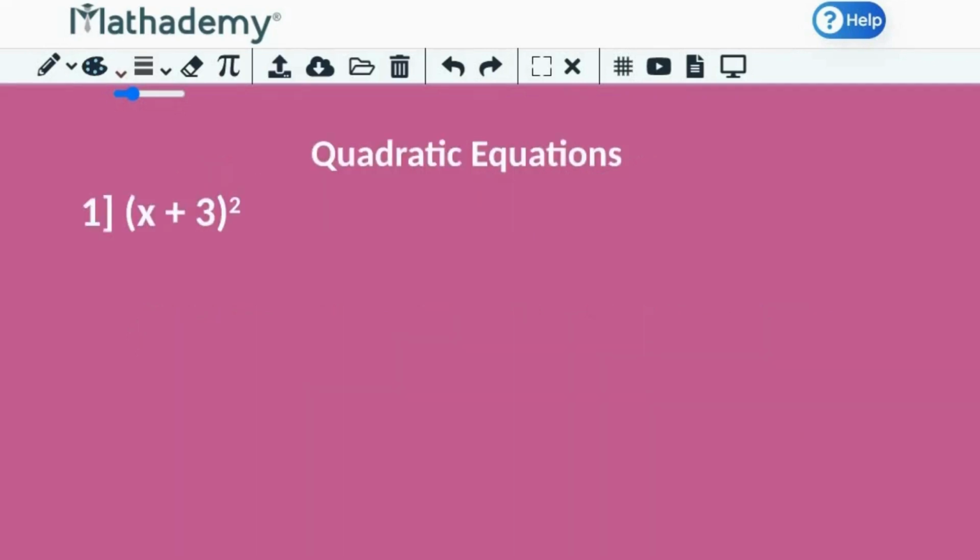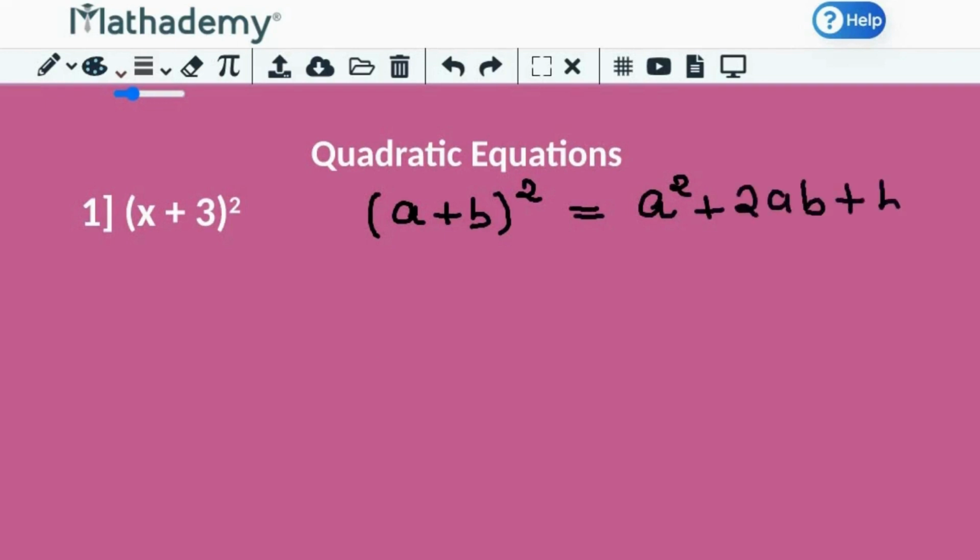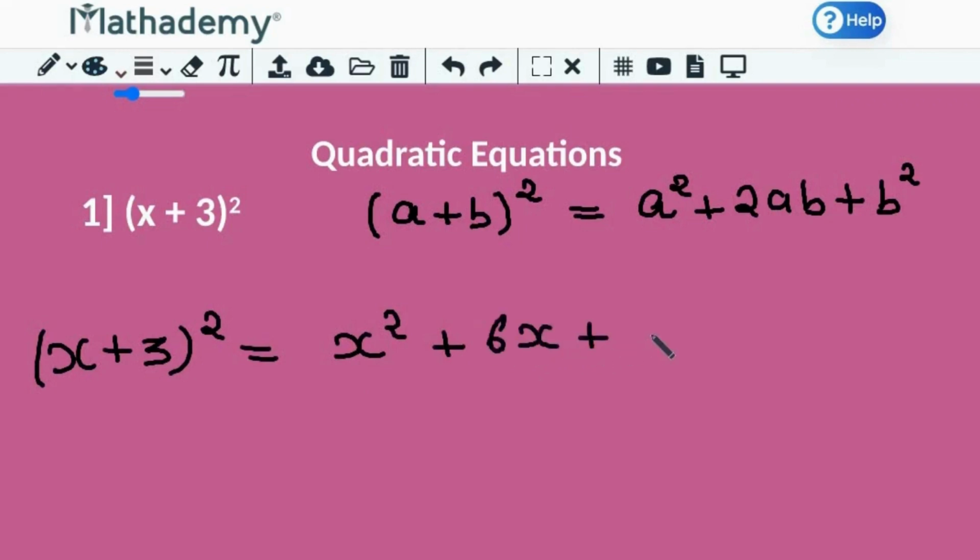If I have (x + 3) the whole square, the very first thing that comes to my mind is (a + b) the whole square, which expands to a² + 2ab + b², right? So when I say (x + 3) the whole square, this expands to a², which is x², plus 2ab, which is 2 into x into 3, which is 6x, plus b², which is 3², that is 9.